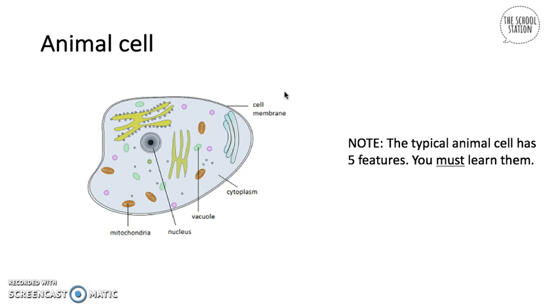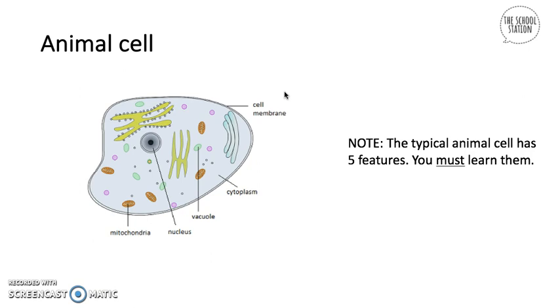First of all, the cell membrane. I like to remember this as kind of like the gate. The cell membrane controls the passage of substances such as glucose and mineral ions into the cell. It also controls the movement of substances such as urea or hormones out of the cell. So basically it controls the passage of substances in and out of the cell.